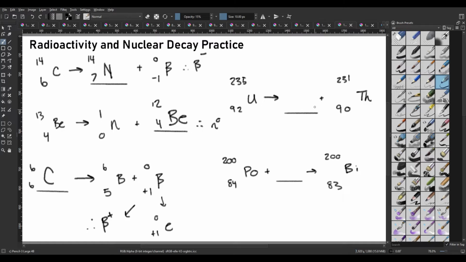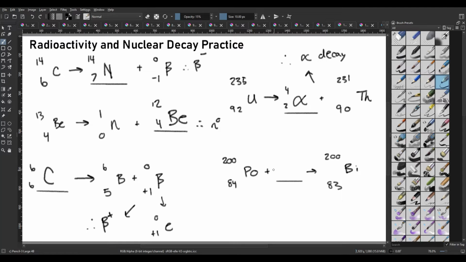Moving on to this one, we have a 235 over here, and we have 231 over here. So if we balance our top numbers, it's going to be 4. If we balance our bottom numbers, we have to have a 2 here. And our second element is helium. We can also write this as 4 over 2 alpha, because that's what an alpha particle is. Or if we really wanted to, we could just write alpha there. I'm going to include the 4 over 2 just to make sure we understand what that is. It's an alpha particle. So anytime we have an alpha particle, it's going to be fission. More specifically, it's going to be alpha decay or alpha emission.